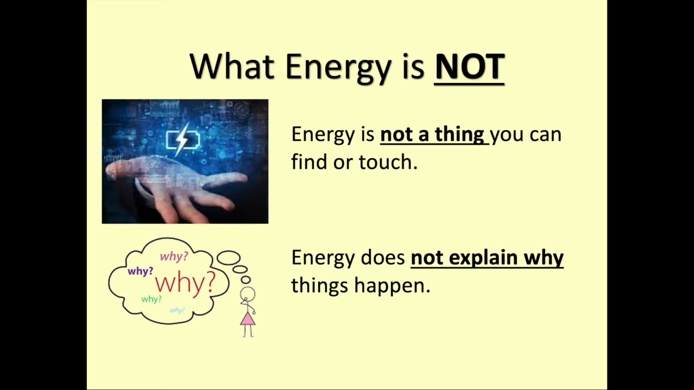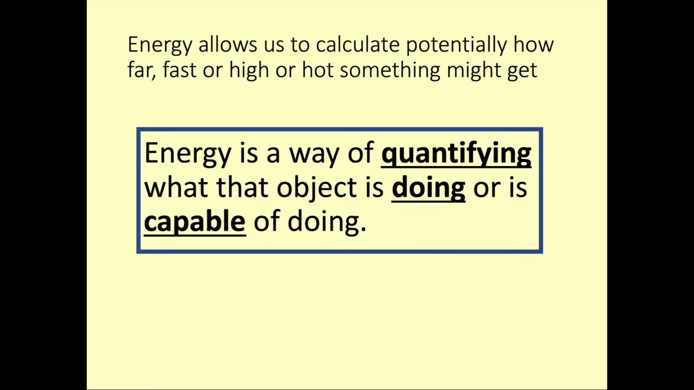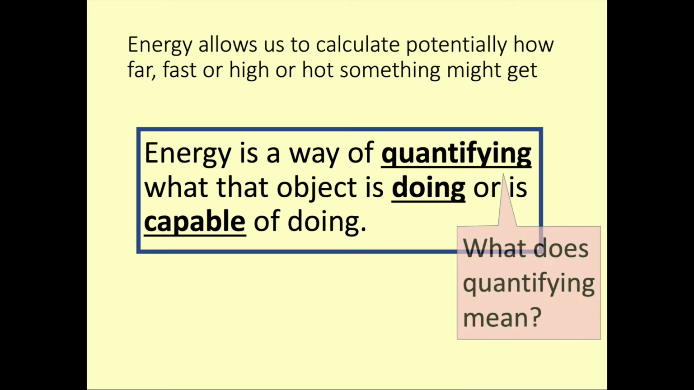So when we are talking about energy, we're using it in a mathematical sense to calculate potentially how far, fast, high or hot something might get. We can quantify what an object is doing or what it is capable of doing. This word quantifying might be unfamiliar to us. We might have come across the term quantity before, like a quantity of something. Quantity is another word for talking about numerical stuff. So when we're talking about quantifying something, we're talking about putting numbers.